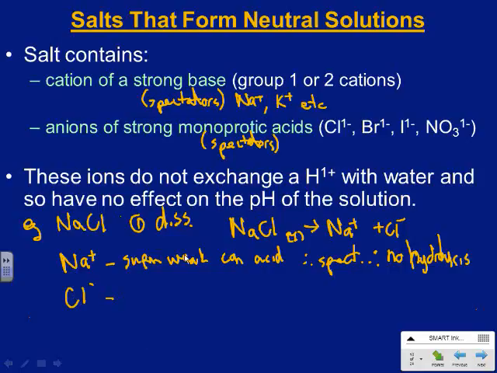Cl-. How would we describe it if I wanted to write a statement like this? How would I describe Cl-? Super weak conjugate base, spectator, no hydrolysis. Does that make sense? Super weak means they're not going to react with the water whatsoever. Super weak conjugate base, therefore spectator, therefore no hydrolysis.